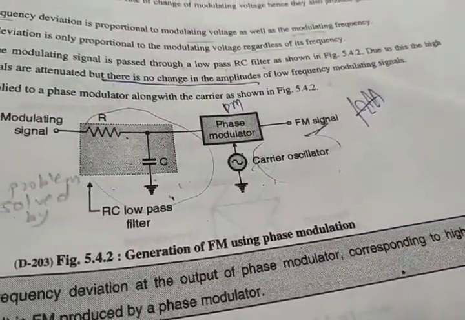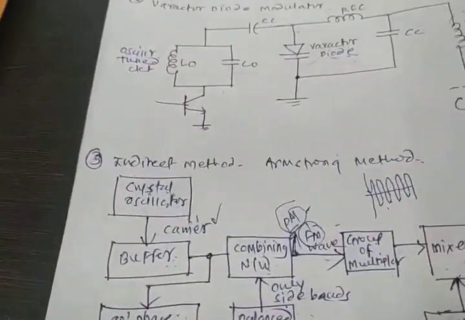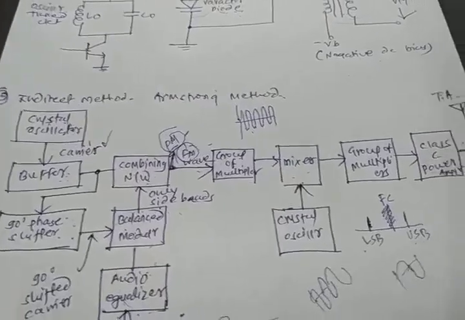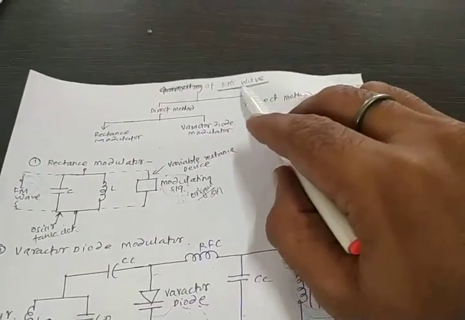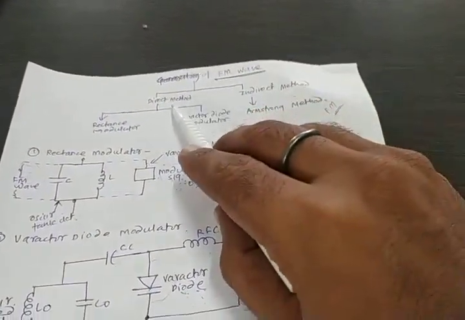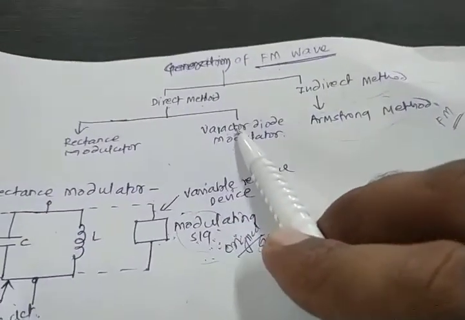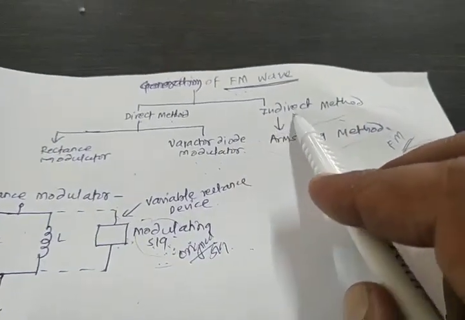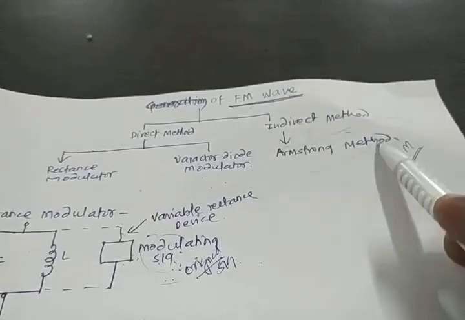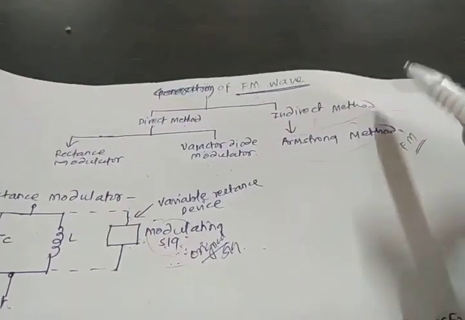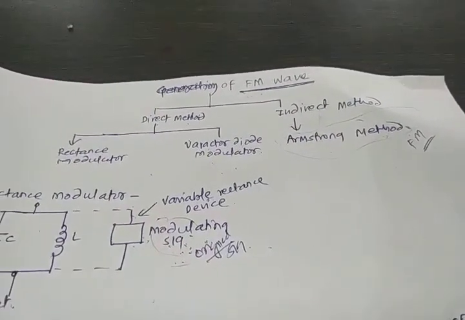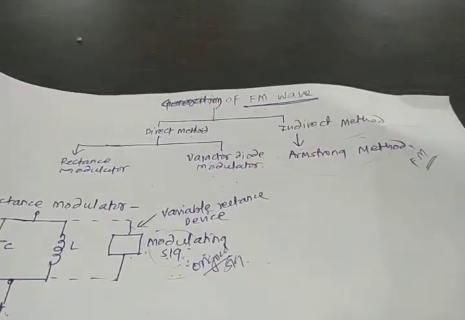So here we can observe the simple circuit, and this is our total circuit of the Armstrong method. These are the three methods that we can use to generate the frequency modulated signal. First is the reactance modulator, second is the varactor diode modulator, and the last is the Armstrong method. And this is a very important method that we use for generating the frequency modulated signal. Are you getting this?